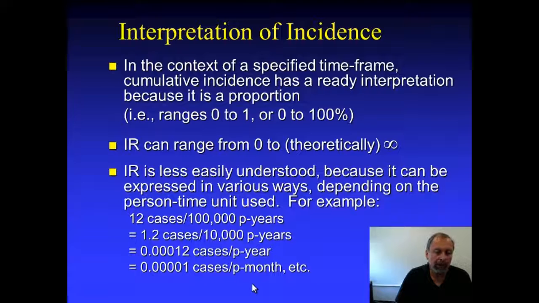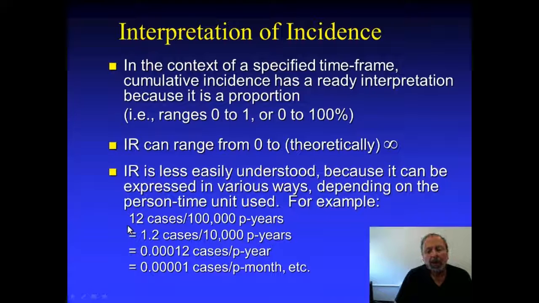So we would usually, particularly with something like cancer, find it convenient to express it per 100,000 person years, but you could express it differently, and it means exactly the same thing. 1.2 cases per 10,000 person years would be the same as 12 cases per 100,000 person years, and so on. We could express it in reference to any time frame that we like, but often these smaller time frames are not so convenient. But 12 cases per 100,000 person years is relatively easy to remember.